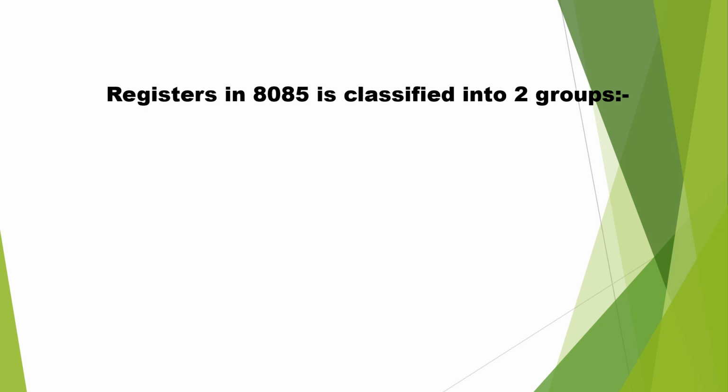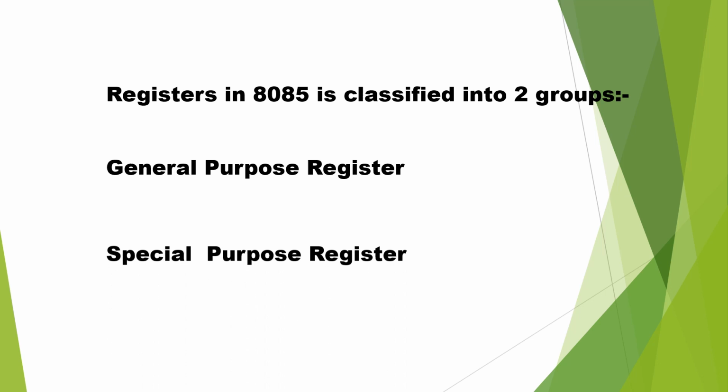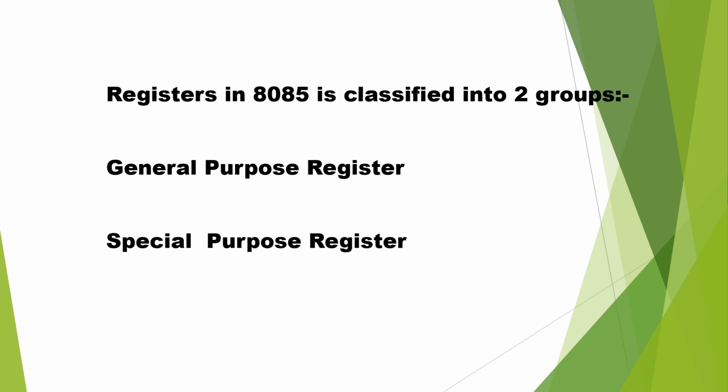Registers in 8085 are classified into 2 groups. The first group is the general purpose register. The second group is the special purpose register. Again I am repeating the concept: registers are made up of flip-flops, a flip-flop is an electronic circuit which stores 1 bit of data, and registers are classified into general purpose registers and special purpose registers.